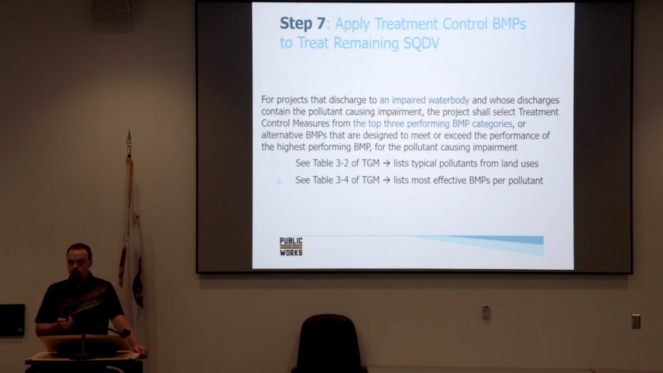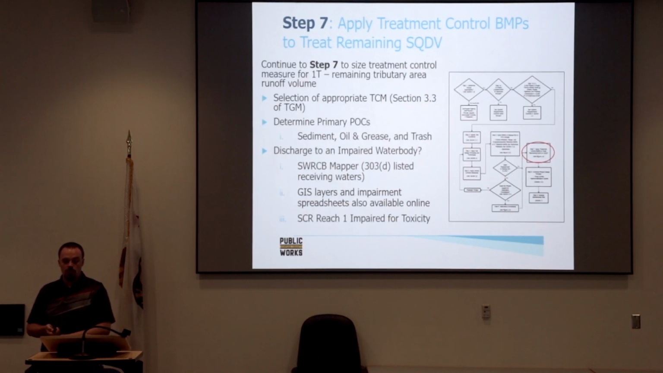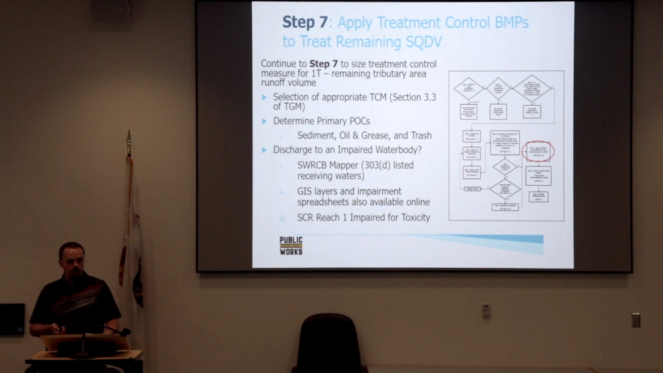Table 3-2 of the TGM lists those typical pollutants from different land uses, and 3-4 lists the effective BMPs per pollutant. So I just listed those for reference.